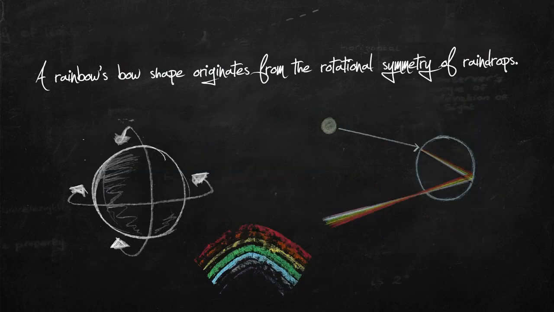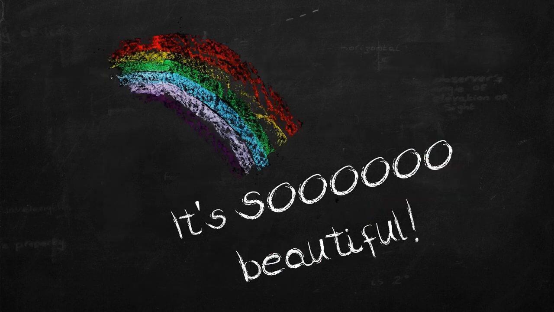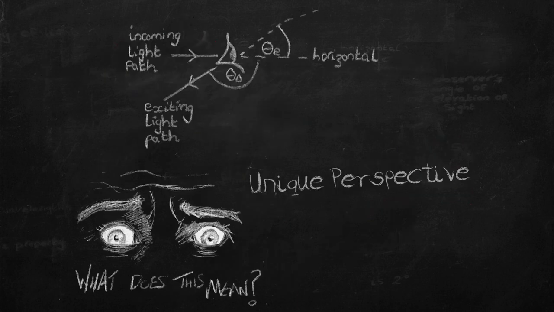A rainbow's bow shape originates from the rotational symmetry of raindrop. Furthermore, the colours of the rainbow, from the red outside the arc to the blue on the inner side of the arc, are a result of the observer seeing the effect of refraction and reflection involving a multitude of water droplets in all parts of the observed sky. So beautiful. Therefore, each observed rainbow has its own unique perspective.